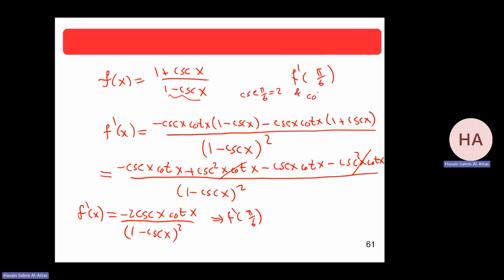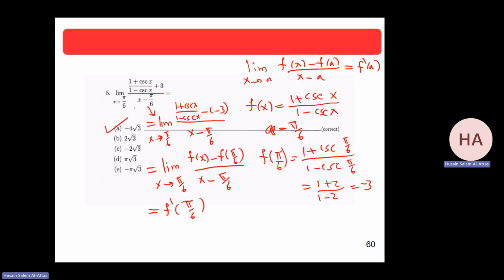And I need cotan also. Cotan pi over 6 will be what? Square root of 3. Yeah. So plug the numbers. Have what? Minus 2 times 2 times square root of 3 over 1 minus 2 squared. So the answer is minus 4 square root of 3. Yeah, that will be the answer.